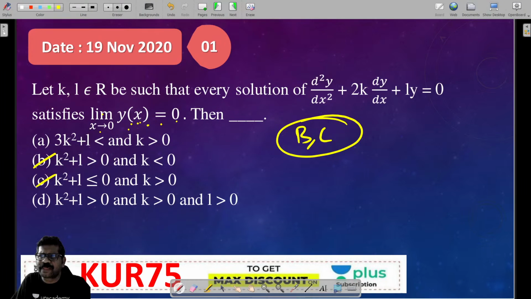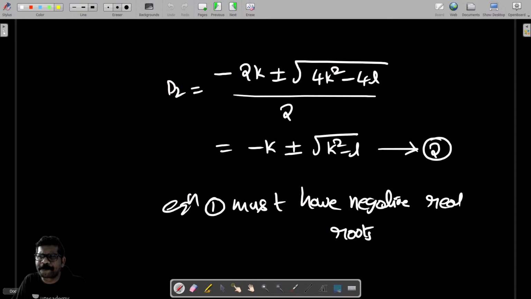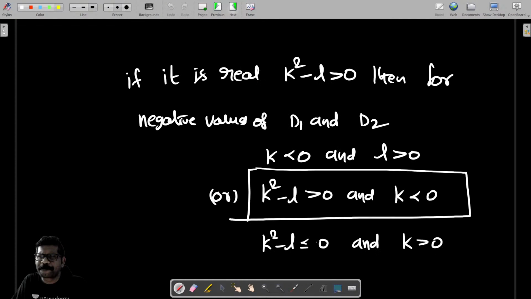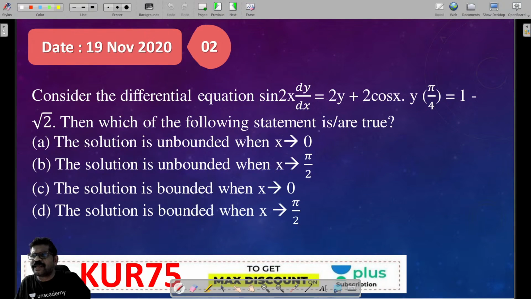Next problem. Sin 2x into dy by dx plus 2y equal to 2 cos x, y of pi by 4 equal to 1 minus root 2. Then which of the following statements is true?